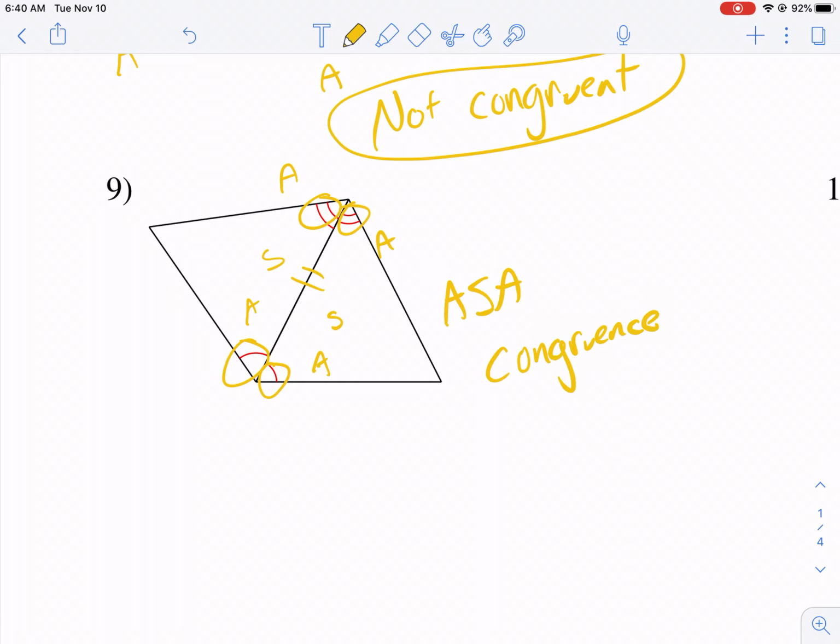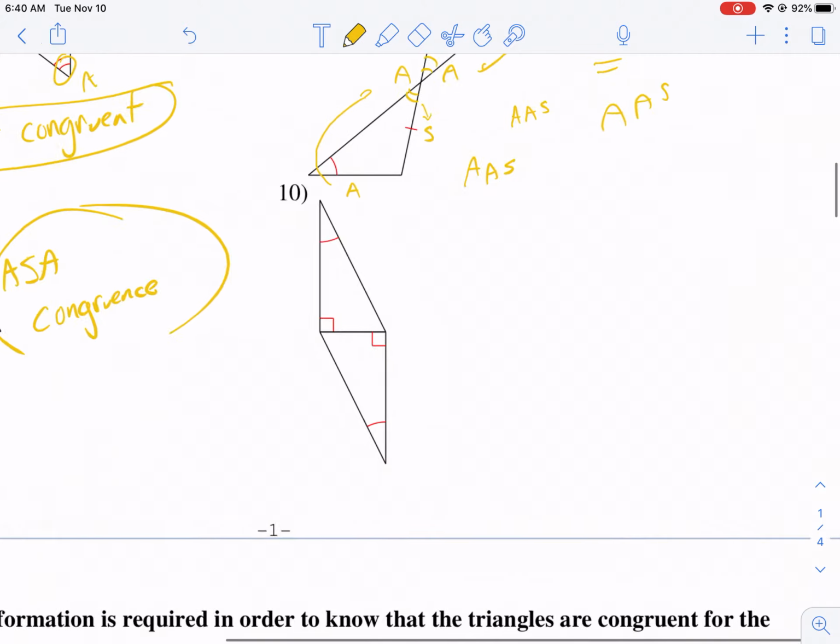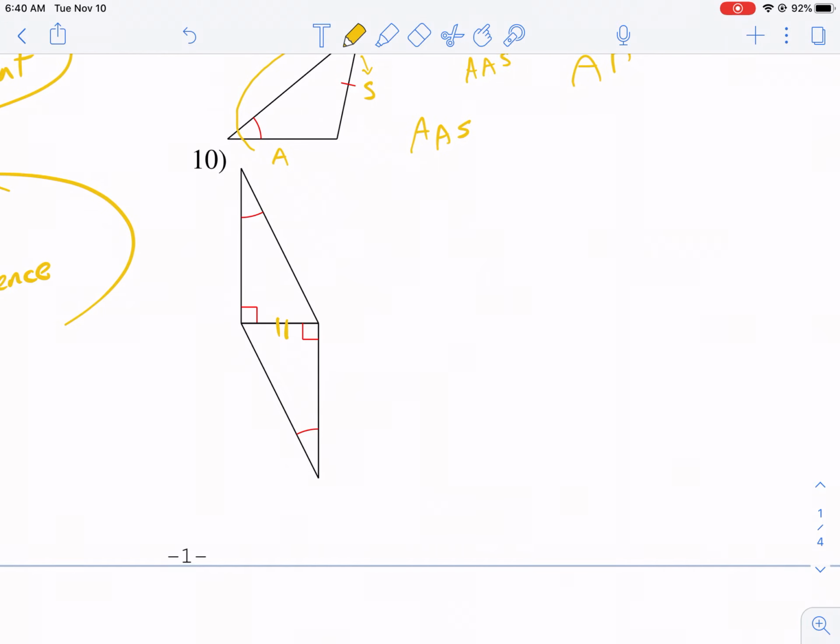I like how I'm changing how I write the answer every time. Real good.